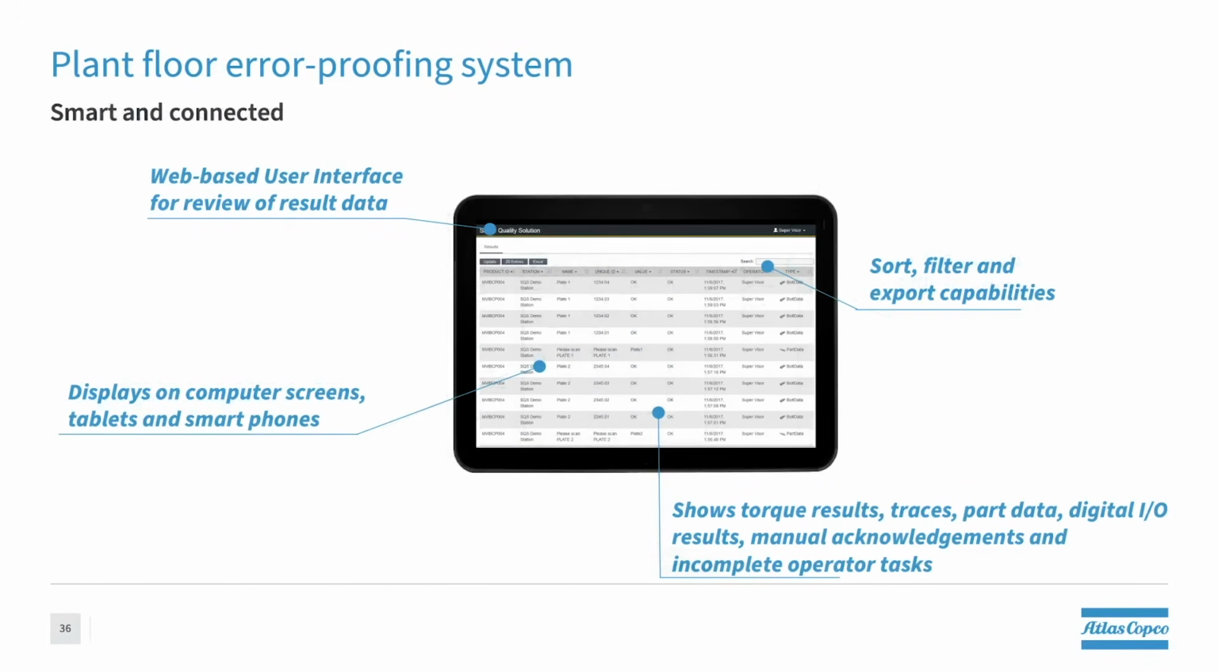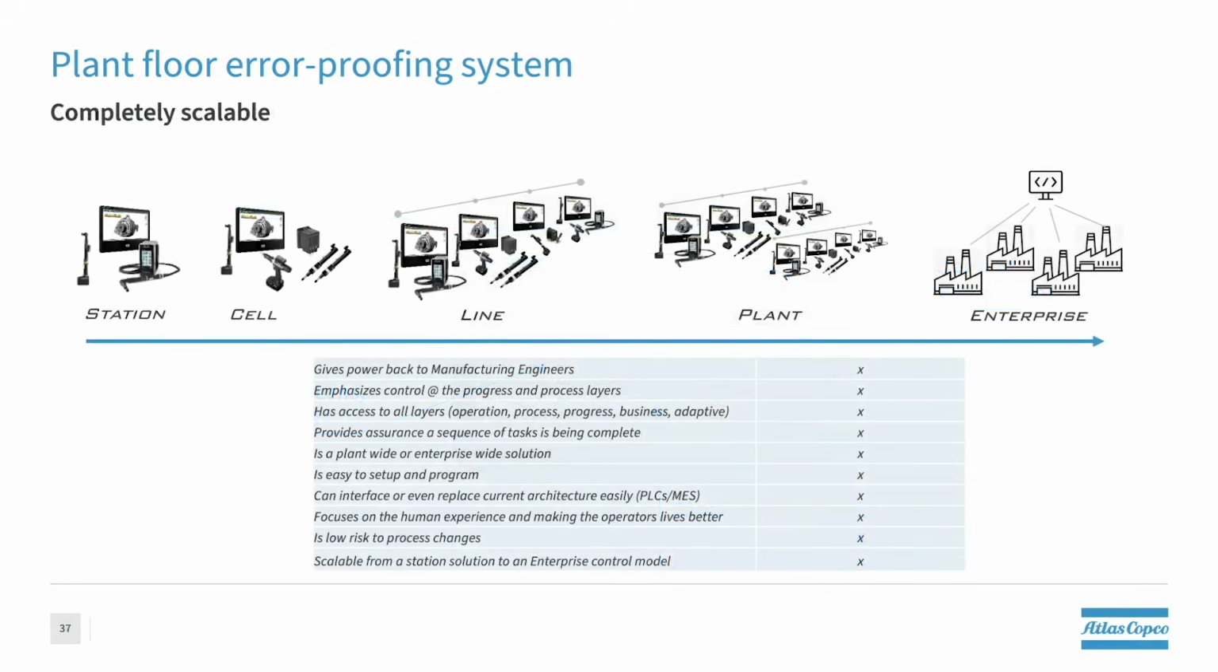So we showed how important data capture is and its relevance to Industry 4.0. Your enhanced plant floor error proofing system should capture data relevant to the plant floor across all devices connected in real time. Okay, so what are the benefits of using software to replace or coexist with your current process control architecture?